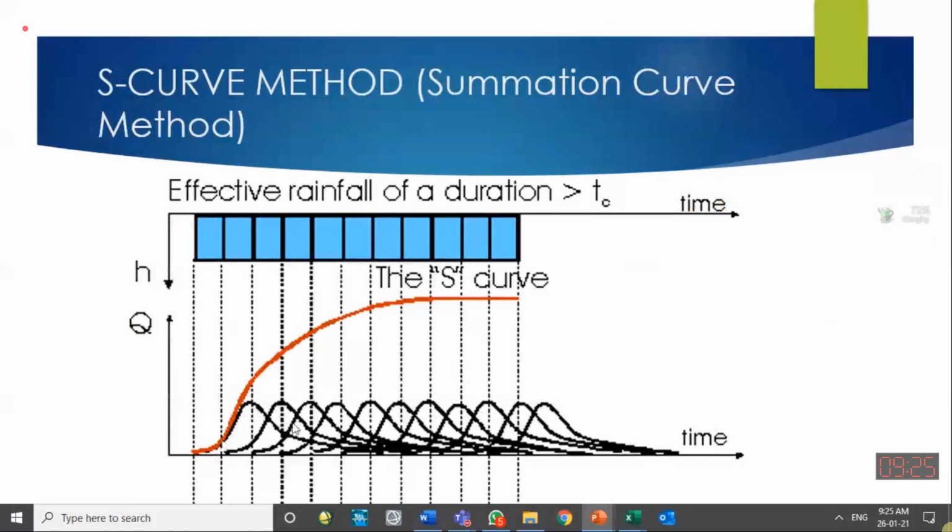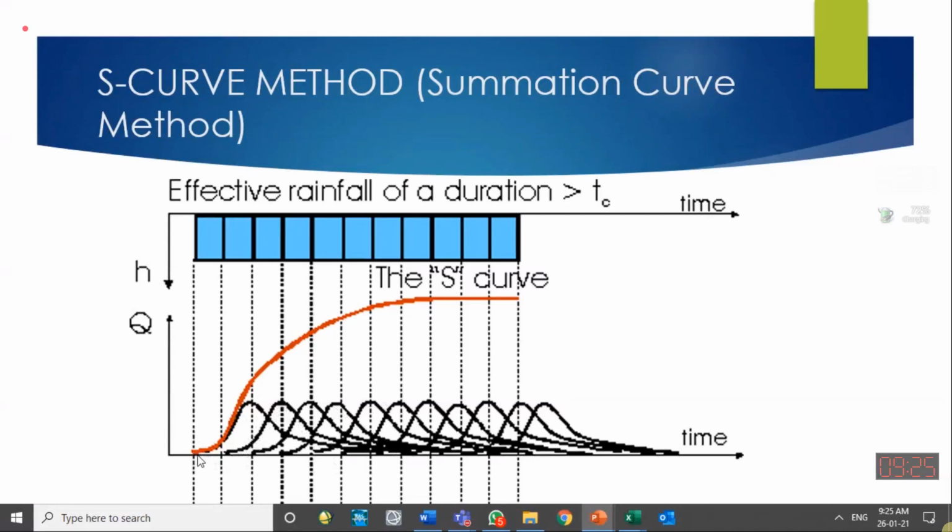This is the original unit hydrograph. This is the lagged unit hydrograph of the same storm duration. This is the lagged unit hydrograph for 2 hours, or 2 time periods. This is the next lag. This is the next lag. When we say plot them together, it means plot these together, and then we say add the ordinates.